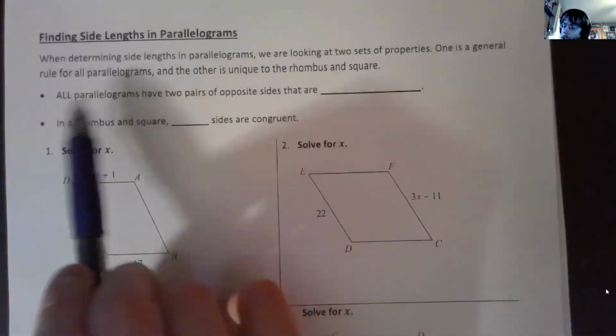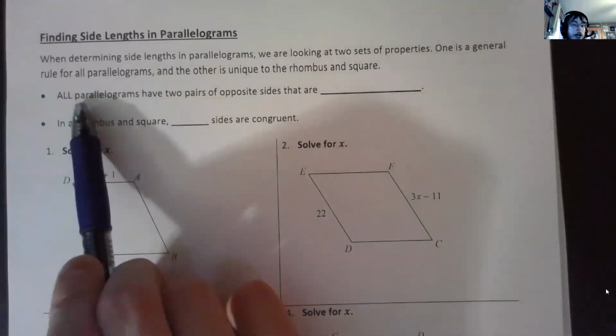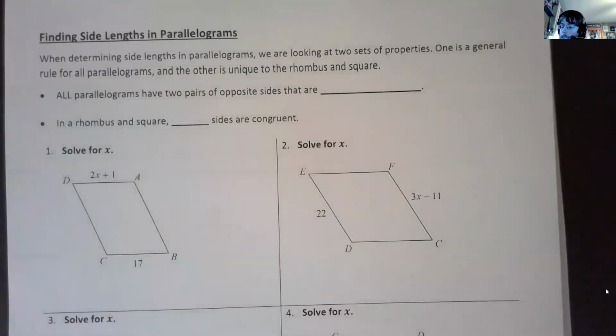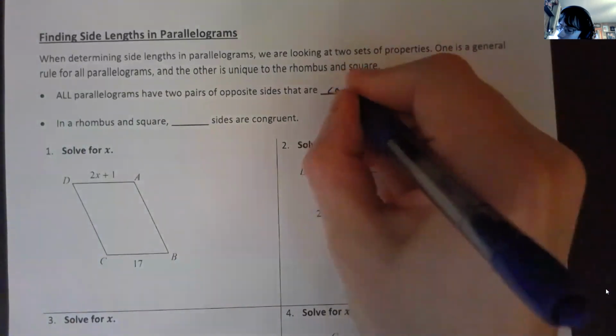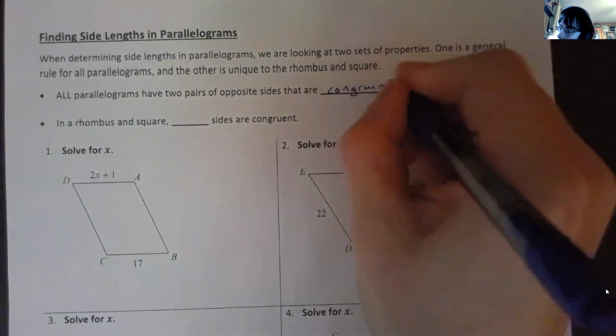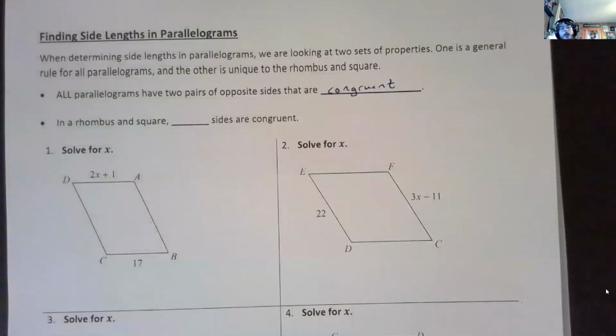So our first rule, the general rule, is that all parallelograms have two pairs of opposite sides that are congruent. So that means if the sides are opposite from one another, they have to be the same if your shape is a parallelogram. Okay, so that goes for any parallelogram, a parallelogram, rhombus, rectangle, or square.